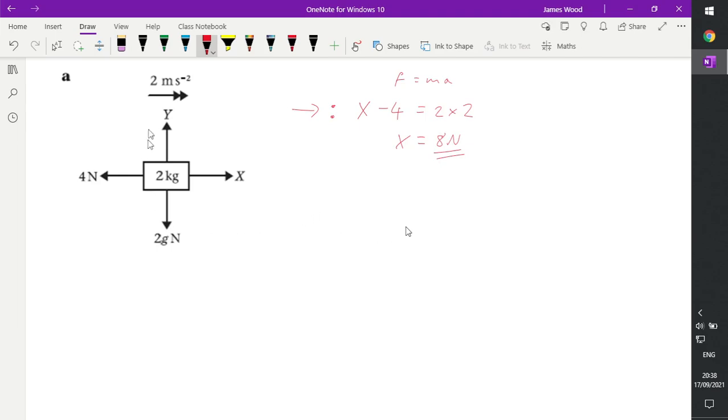If I want to resolve in the other direction to find y, so if I'm resolving vertically, then I would have, if I do F equals ma again, y minus 2g equals 2 times, now its acceleration up and down is 0. I know its acceleration to the right is 2, but up and down it's 0. It doesn't tell me that it's accelerating up and down. It's not lifting off the floor or anything like that. So a is just 0 in that direction. So this means that y is 2g, or 2 times 9.8.